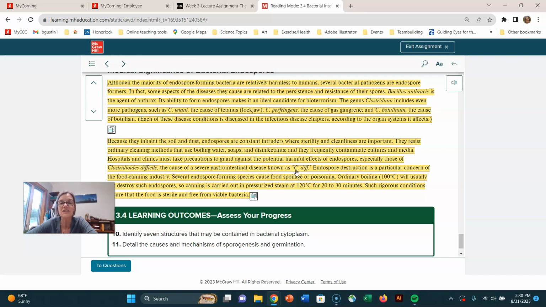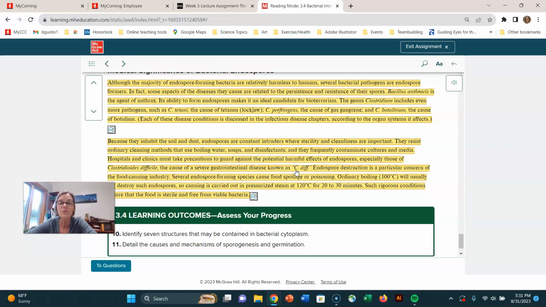And in my microbiology classes, I always have people from nursing that have had patients with this. This is really bad diarrhea. It happens a lot of times in older patients, and we'll talk more about it this semester. But it's important for you to remember that this disease is caused by a bacterium that can make endospores, because now the diarrhea kind of gets everywhere.